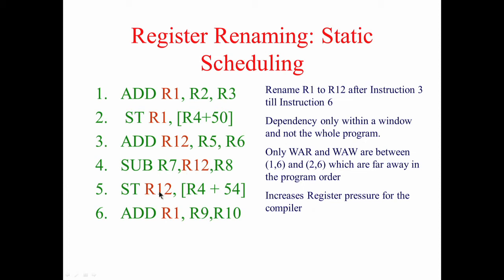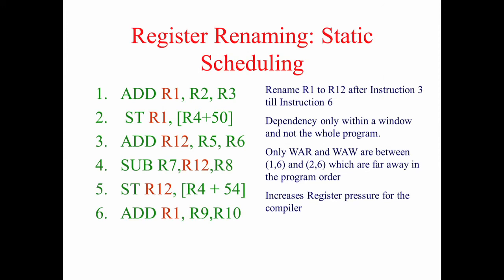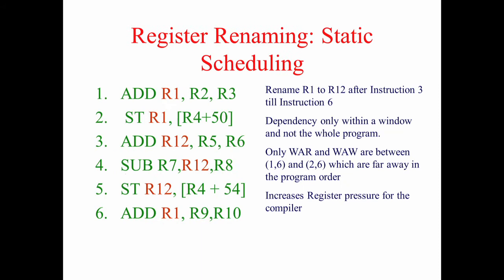Now, where are the WAR and WAW? Everything went off. Whatever this program is going to achieve is exactly what the original program is going to achieve; functionally both are equivalent. When I replace this R1 with R12, all these WAR and WAW hazards that were there are completely gone, except for 6. The only WAR and WAW are now between 1 and 6 and between 2 and 6.